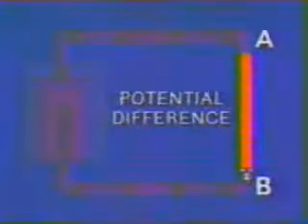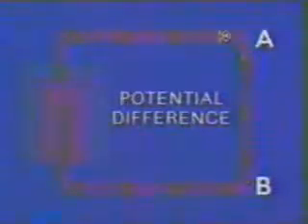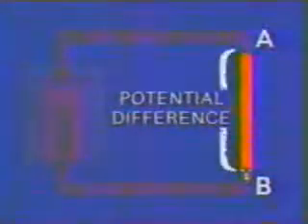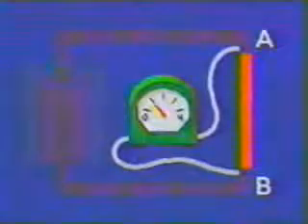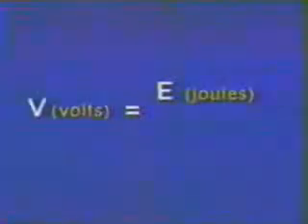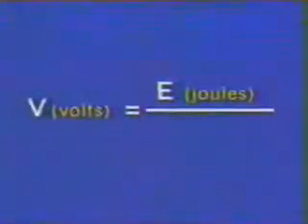The potential difference is the amount of potential energy lost by each coulomb of charge between A and B, often stated as the potential difference across AB. Potential difference is measured in volts and is given the symbol V. Potential difference is equal to the energy in joules transferred by each coulomb of charge.